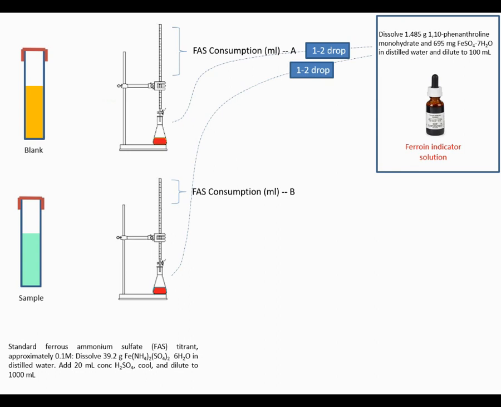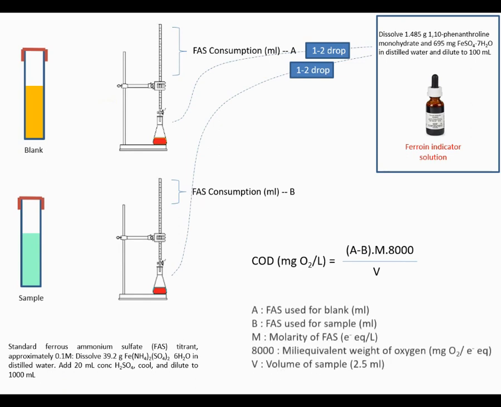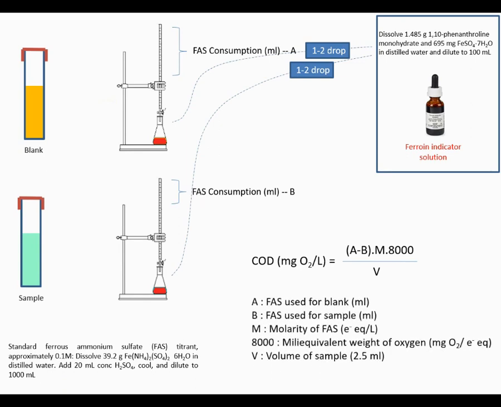After the A and B values are obtained, the COD in milligrams per liter is calculated according to the formula shown. Here, A and B represent the ferrous ammonium sulfate used for blank and sample. M represents the molarity of ferrous ammonium sulfate, 8000 is the milliequivalent weight of oxygen, and V represents the volume of the sample in milliliters.